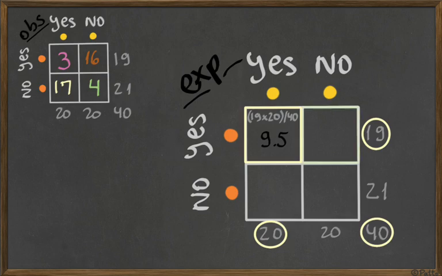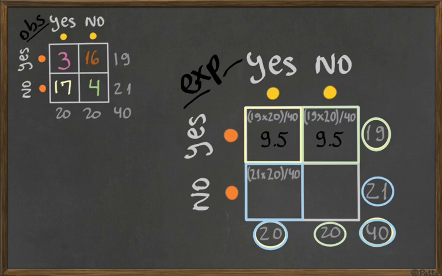So let's do the other groups. For that one over there, I do 19 times 20 divided by 40, so 9.5 again. And for that bottom one over there, 21 times 20 divided by 40, so in that case, 10.5. So by chance, 10.5 organisms would be expected. And this one is going to be the same, because 21 times 20 divided by 40 is 10.5.